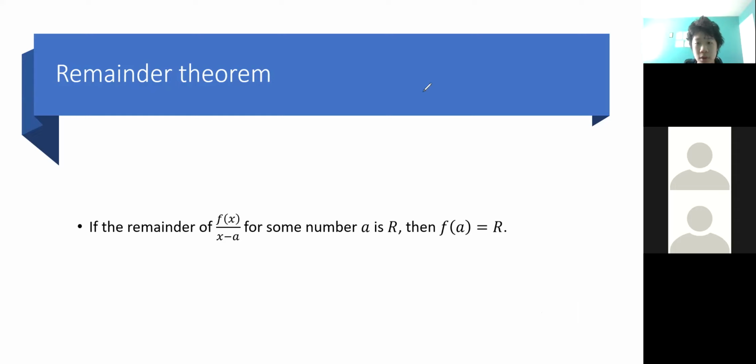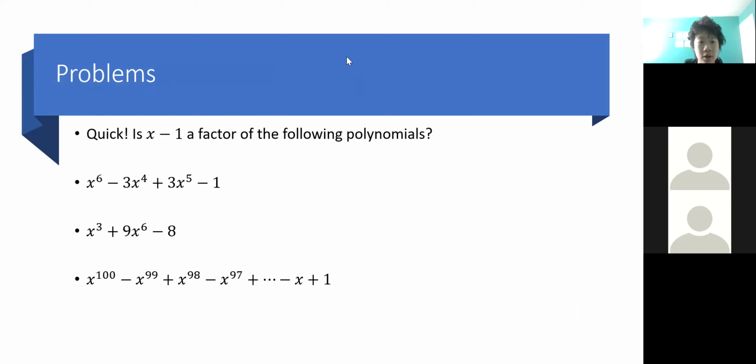Cool. So let's go on. Quick, if you're speedy at math, this should take 2 minutes maximum. After 2 minutes, I will call on a random person and they will have to give me their answer. So quick, is x minus 1 a factor of these 3 polynomials? You have to give yes or no to each of them. Remember, if it's a factor, then the remainder turns out to be 0.